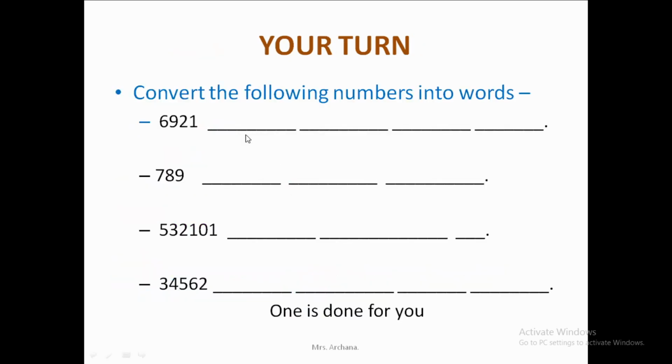Now these 4 are given to you as homework, you have to do it, but one I have done for you. See, this is 532,101. Like this, these 3 things you will do. This is 6,921,789, and this is 34,562.